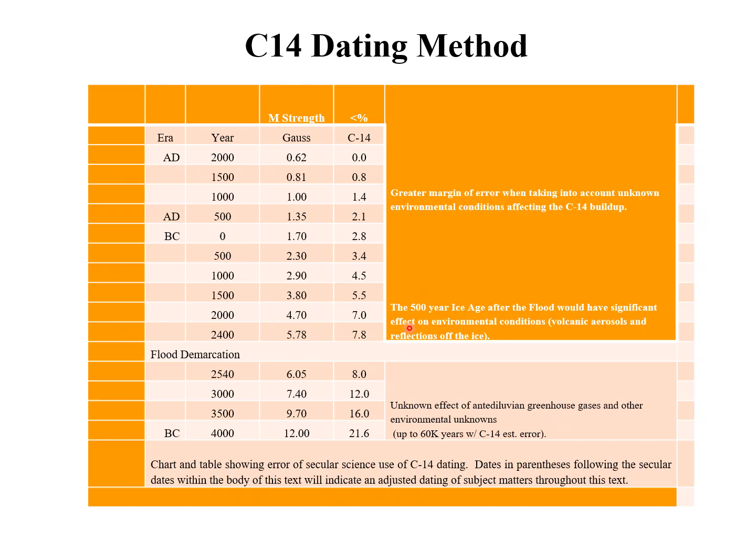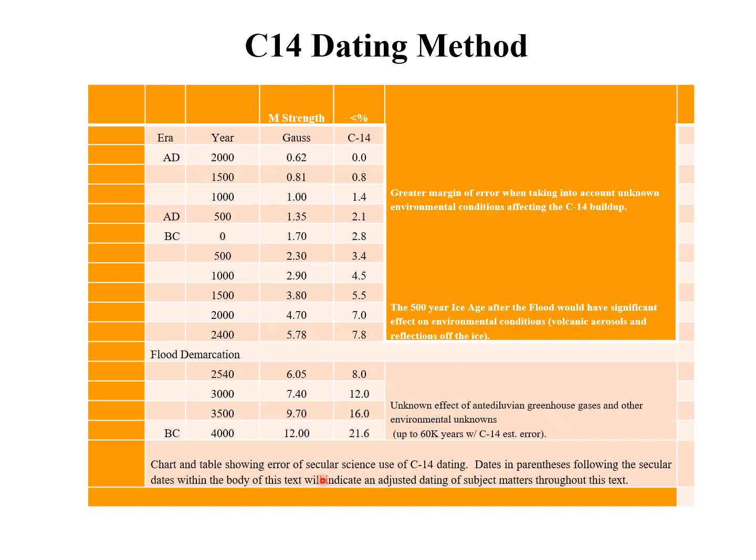And then the 500-year ice age after the flood would have significantly affected the environmental conditions, volcanic aerosols, and reflections off the ice. That would be beyond 1800 BC. And then unknown, before the flood, is the effect of the antediluvian greenhouse gases and other environmental unknowns, up to 6,000 years of carbon-14 estimated error. So anything before the flood is just so unpredictable. You can't trust carbon-14 at all.